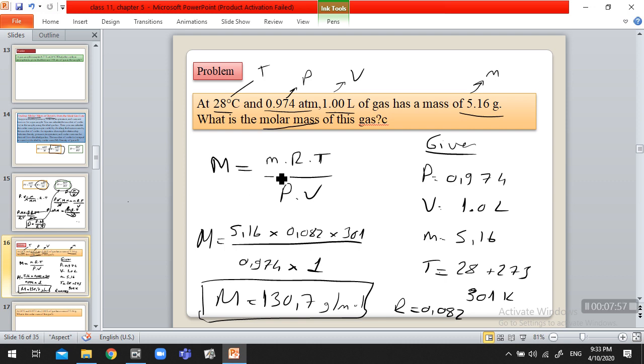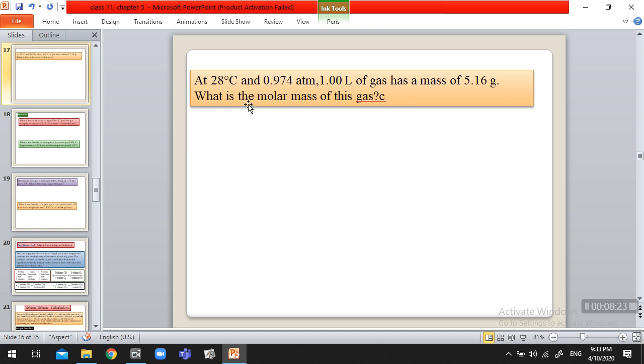Let me explain how you find this question. If they ask you the molar mass, you can easily use the molar mass formula. Molar mass equals mass times R times T over pressure times volume. If you write the givens here, don't forget the pressure must be in atm and the volume must be in liters. Mass must be in grams and the temperature must always be in Kelvin. If it's Celsius, we convert to Kelvin. And you can find the answer to this question. Another question.